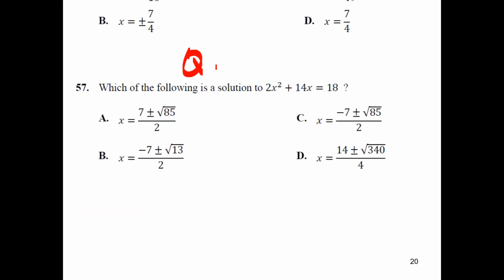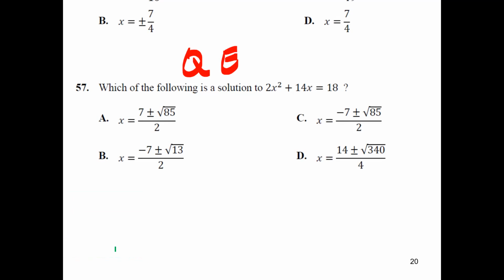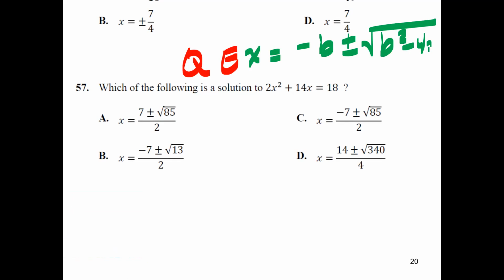So this is where you use the quadratic formula. And if you guys don't remember the quadratic formula, it's okay. It's x is equal to -b plus or minus the square root of b squared minus 4ac, all the way over 2a. And this will be a formula they should have on the formula sheet.